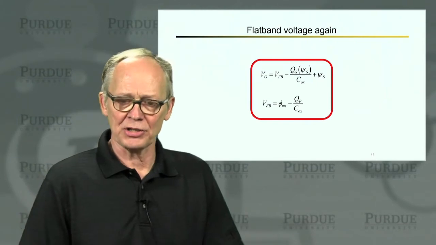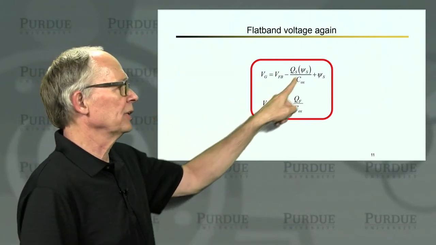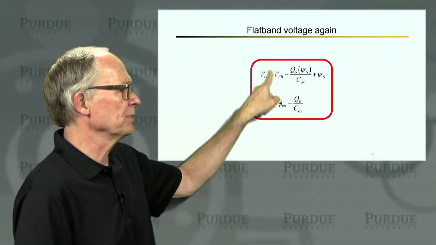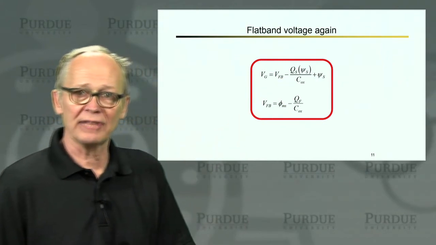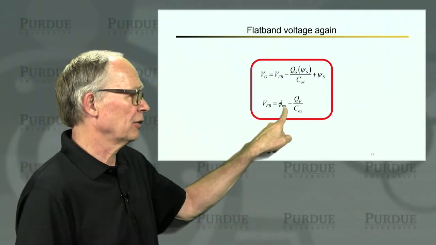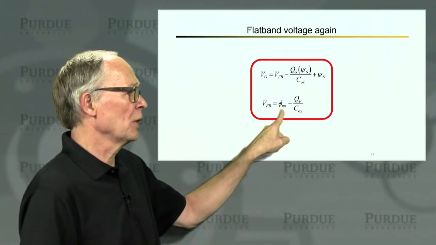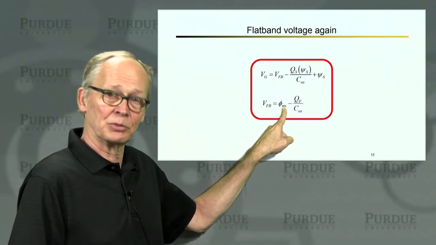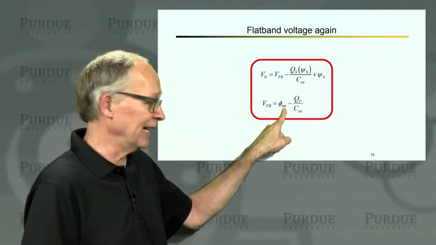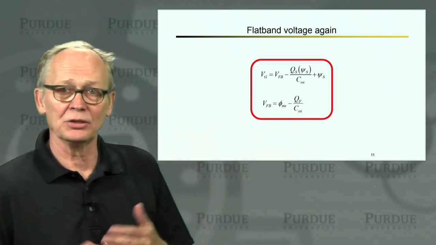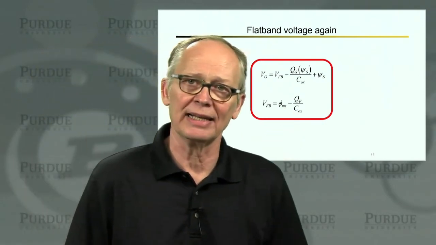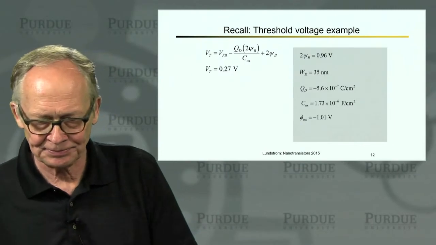So here's our expression now. This is our gate voltage versus surface potential expression. We add the correction due to the flatband voltage. The correction consists of two parts. One part is the metal semiconductor work function difference. We've discussed that. The second part is due to any charge that happens to be at the oxide-silicon interface.